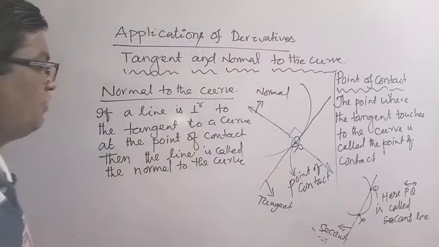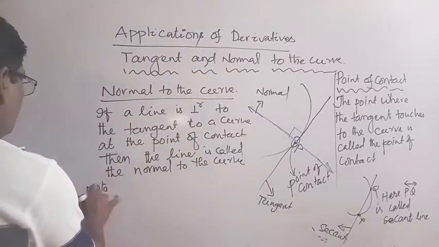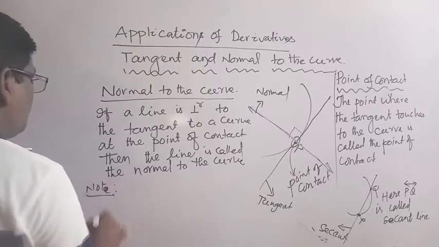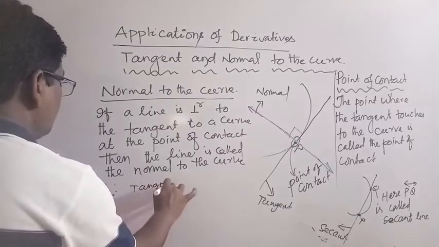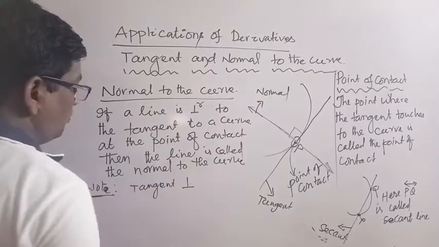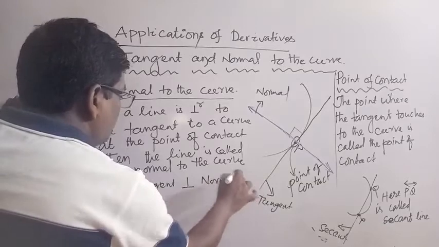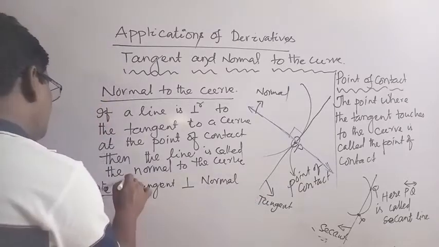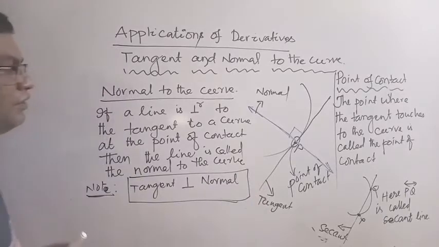From the figure we see, note: tangent is always perpendicular to normal. Tangent is perpendicular to the normal. Okay.